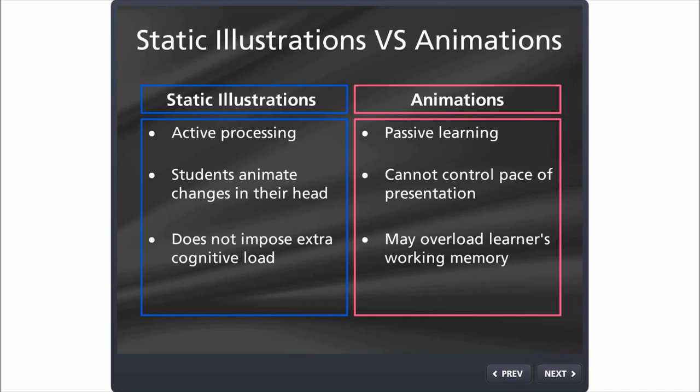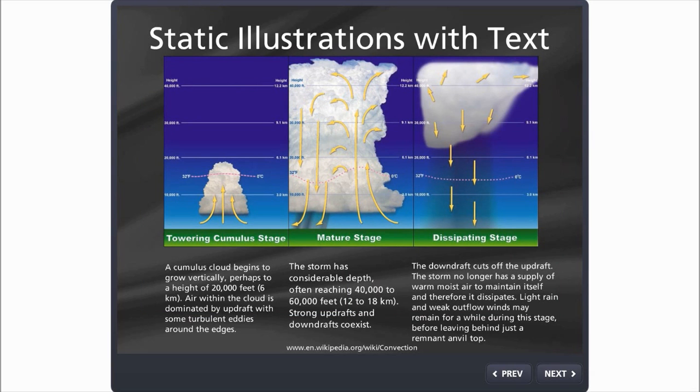A number of research studies have failed to find that animations are more effective than a series of static frames depicting the same material. The table on this slide covers some main points we will discuss in the next 2 slides. A static illustration requires the learner to engage in active processing in order to mentally animate the changes from one frame to the next.